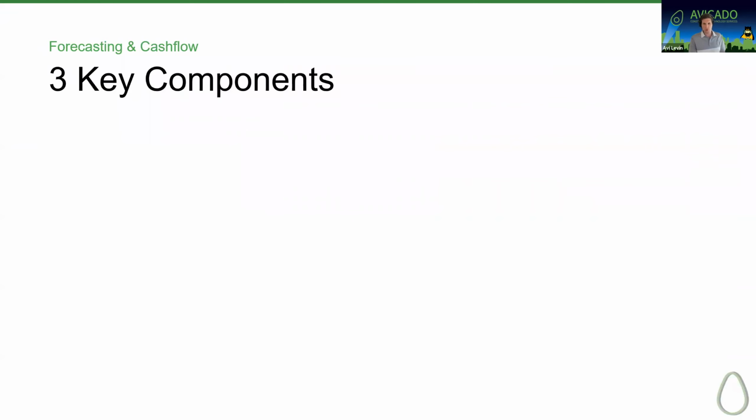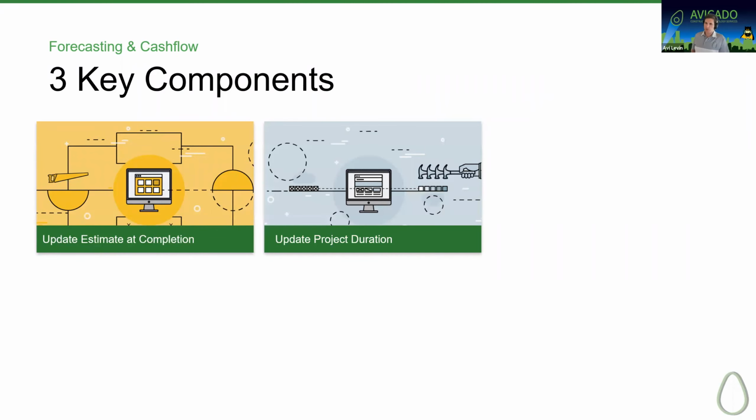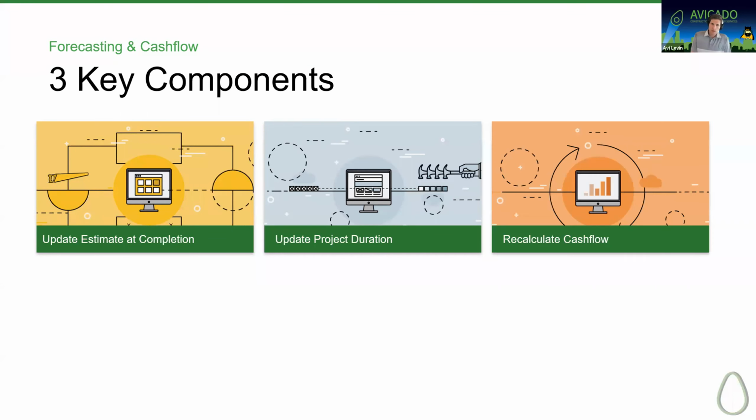So, to review, we've updated our estimate of completion by using the forecasting module, also known as updating the amount that is needed to complete the project. We've updated our project duration. This can be done in the project details page or with the schedule module. And we've recalculated our project's cash flow using estimate of completion and reported on the variances and changes as a result of what we did.